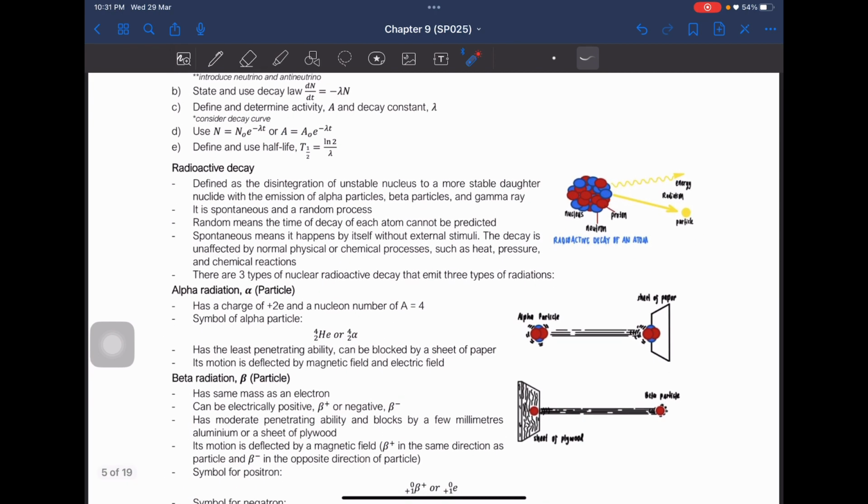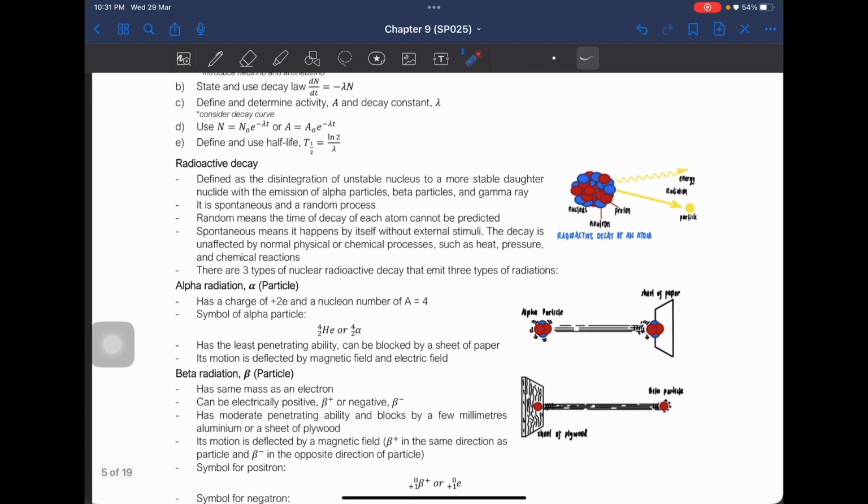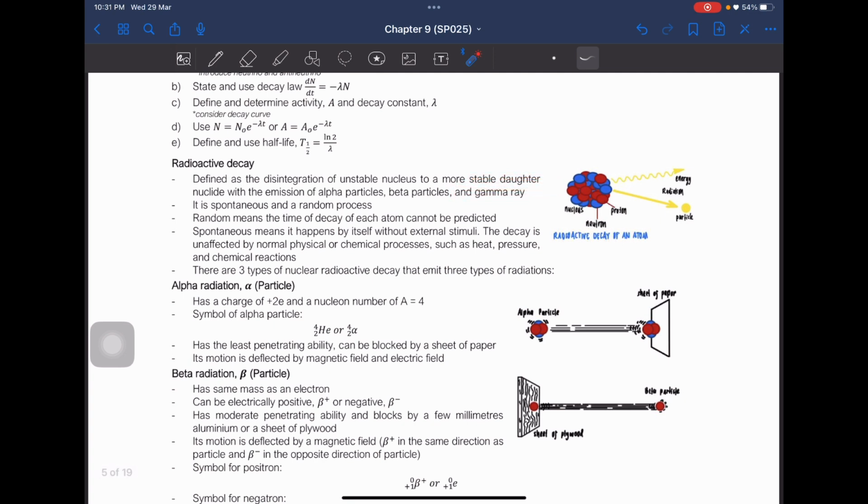Radioactive decay is defined as the disintegration of an unstable nucleus to a more stable daughter nuclide with the emission of either alpha particles, beta particles, or gamma rays. It is a spontaneous and random process. Random means that the time of decay of each atom cannot be predicted. Spontaneous means it happens by itself without external stimuli. The decay is unaffected by normal physical or chemical processes such as heat, pressure, and chemical reactions.